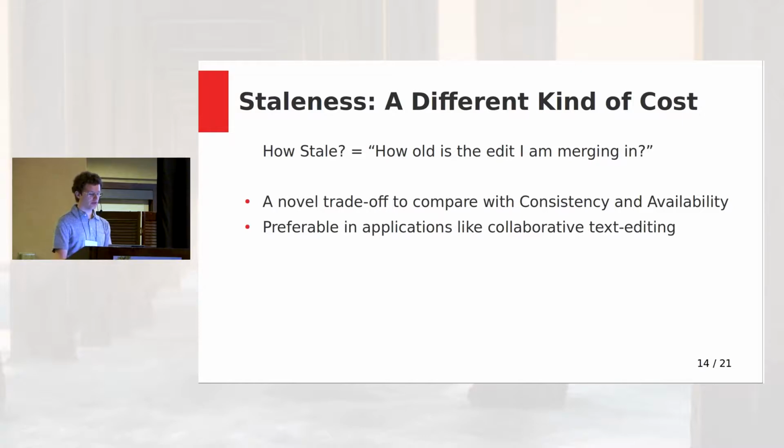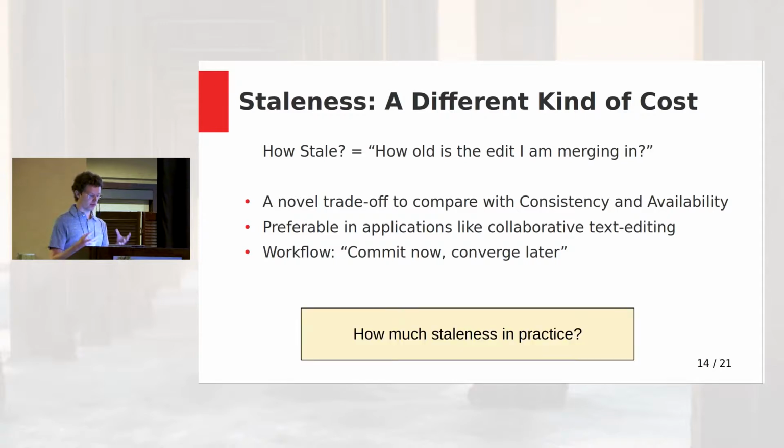And we argue that it's preferable in applications like collaborative text editing, where you want this workflow of commit now, converge later. You want to see your changes happen immediately, and those can be resolved with other people's changes a little bit later. And if you think about this editing experience, it might be that this staleness, this fact that other people don't see your edits for a little bit, would be completely invisible. And that might be true. It kind of depends on how much staleness there is.